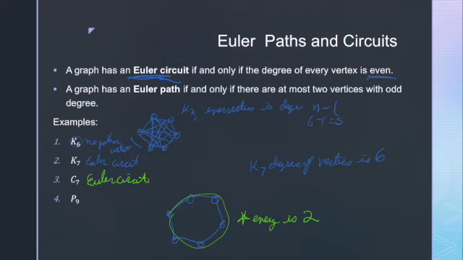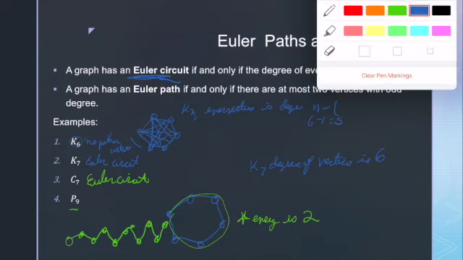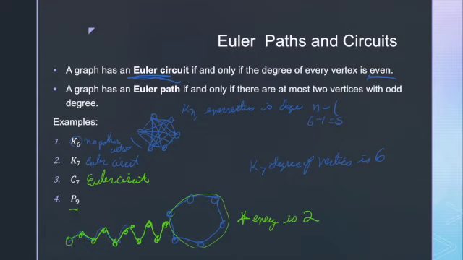And P9, that's the path with 9 edges, 2, 3, 4, 5, 6, 7, 8, 9. This isn't going to have an Euler circuit, but you can see it would have an Euler path, right? I can start at 1 and hit every edge along the way. So this has an Euler path. Let's look at 2 more examples.